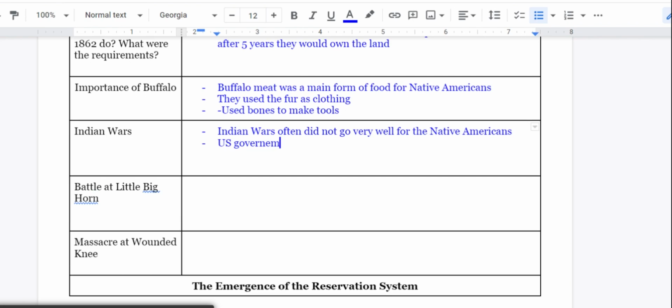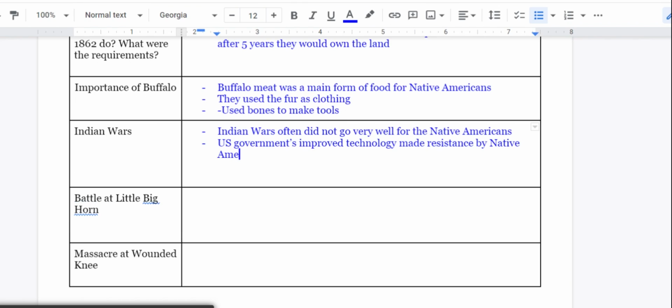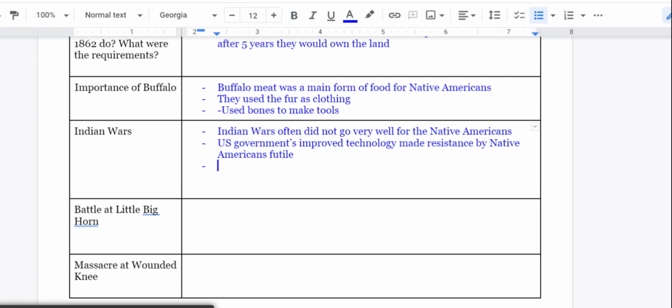U.S. government technology made resistance by Native Americans futile. And when they were defeated, they were moved on to reservations.